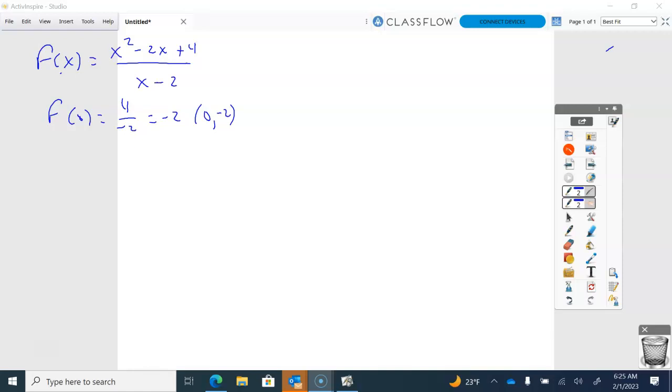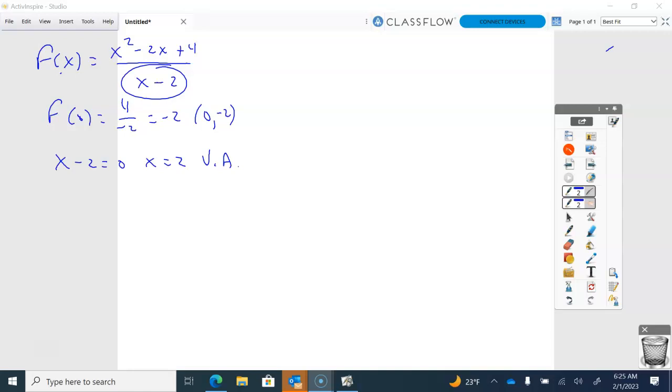Next thing I could do is ask, do I have any vertical asymptotes or holes? Well, this means that x minus 2 equals 0, so x equals 2 is a vertical asymptote. So now I know I have one point on my graph and I have a vertical asymptote. Next on my list, what else could I do?